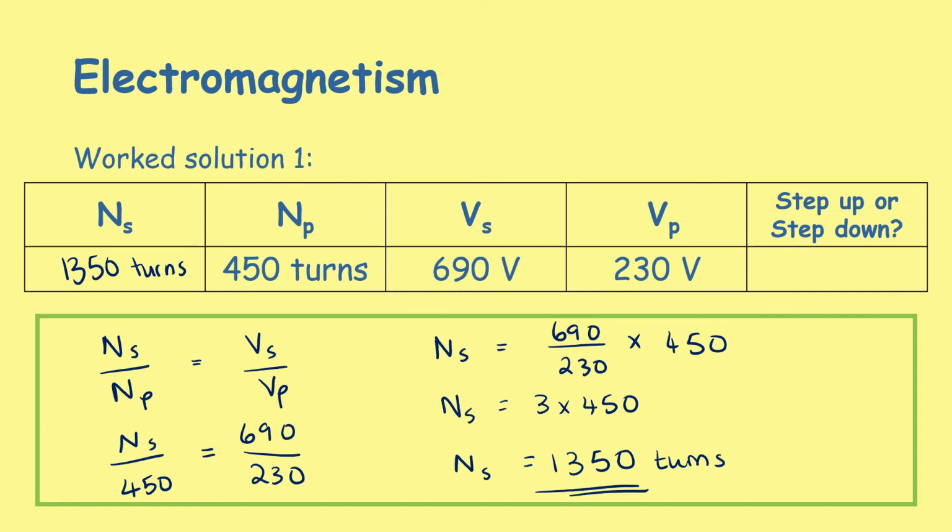Now we have to state whether this is a step up or a step down transformer. We can see that the number of turns on the primary coil is less than the number of turns on the secondary coil, so this is going to be a step up transformer. So it's increased the number of turns there.